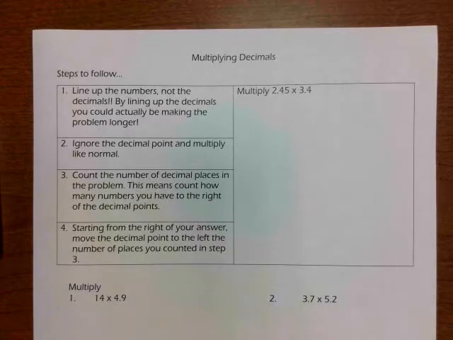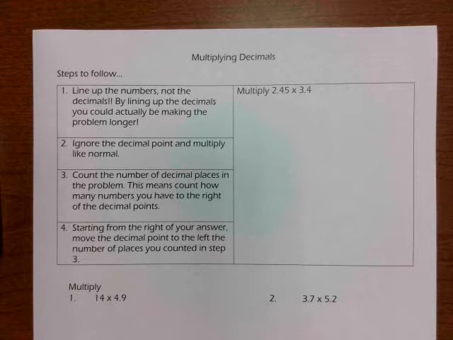Alright, so here are some steps to follow whenever we're multiplying decimals. Step number 1 is to line up the numbers, not the decimal points. If you actually line up the decimals, you're taking the possibility of actually making your problem longer, because if you line them up, you might have to add zeros. So don't line up your decimals, just line up your numbers.